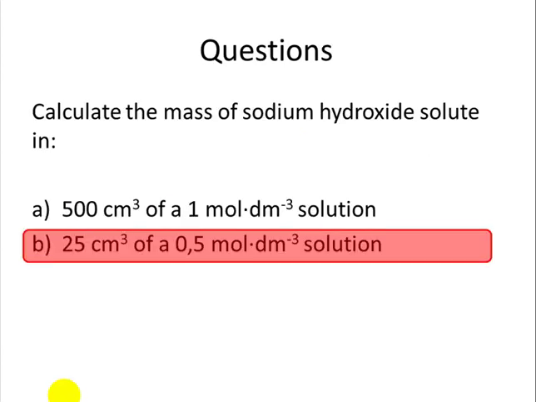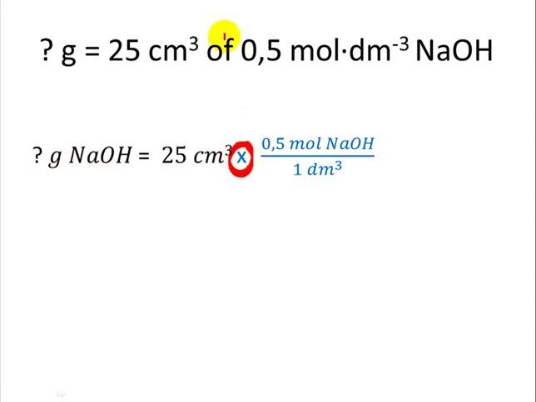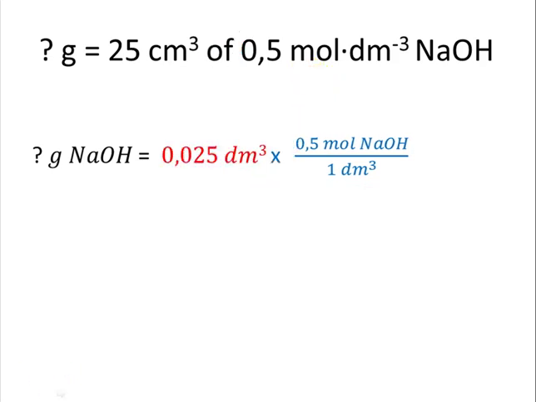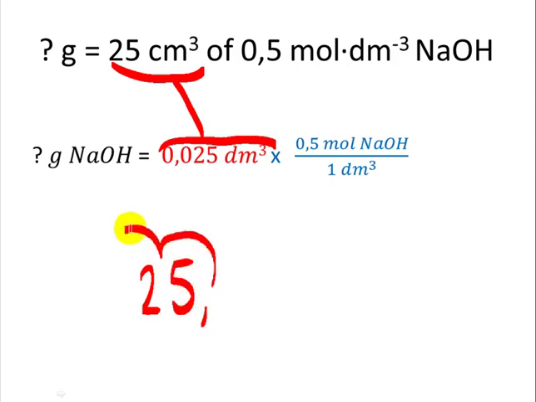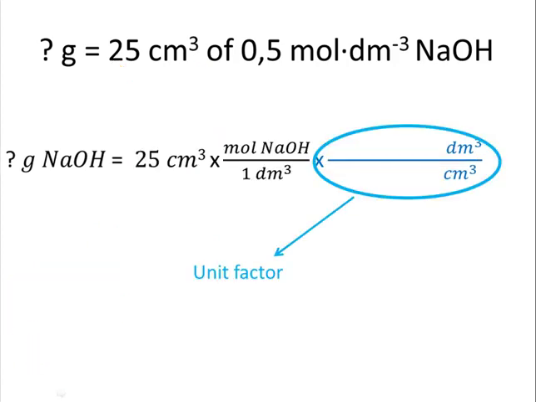What's the mass of sodium hydroxide in 25 centimeters cubed of a half a mole per decimeter cubed solution? Our question is, how many grams sodium hydroxide are in 25 centimeter cubed of a 0.5 mole sodium hydroxide per decimeter cubed solution. You could just convert that 25 centimeter cubed into decimeter cubed. I hope that you can see that that's quite easy to do. You just divide by 1,000, you jump the comma 3 spaces back, which makes it 0.025 decimeter cubed. Be careful, not 0.25. But let me do it the long way just to show that too.